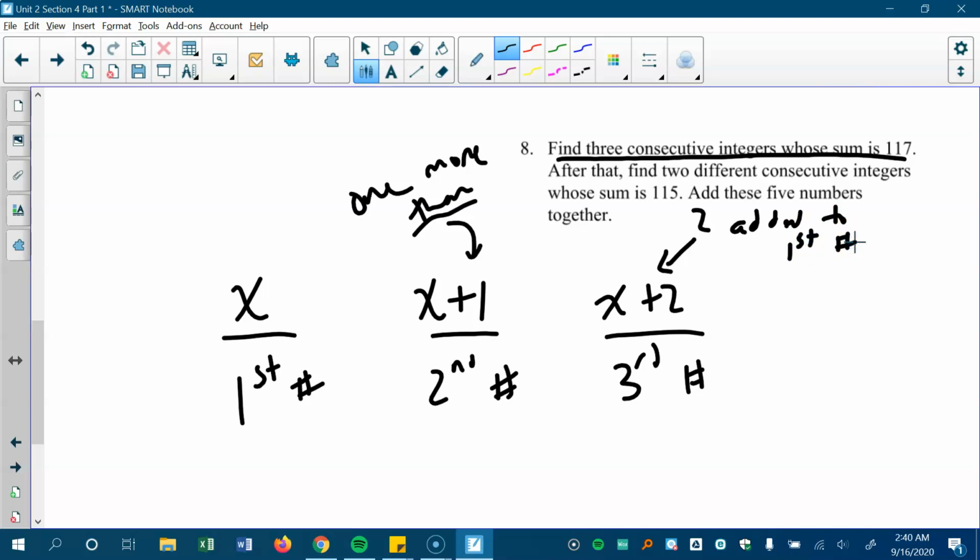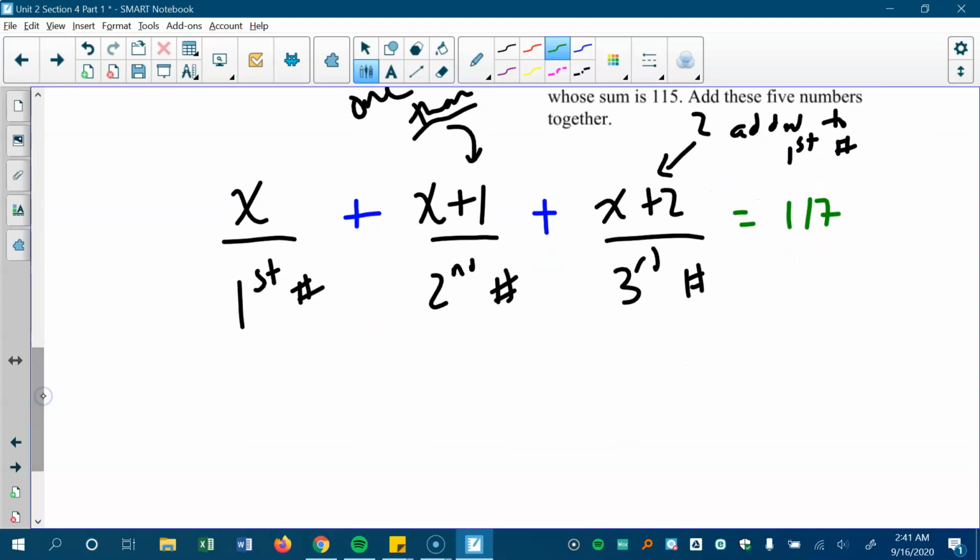Again, you could guess. Now, what is going on between these 3 numbers? I have to add. I'm adding all these up. Notice that is here is going to be equals, and that's supposed to equal 117. That's my first equation. Let's solve that one. I'm going to rewrite this again as x plus 1 plus x plus 2 equals 117.